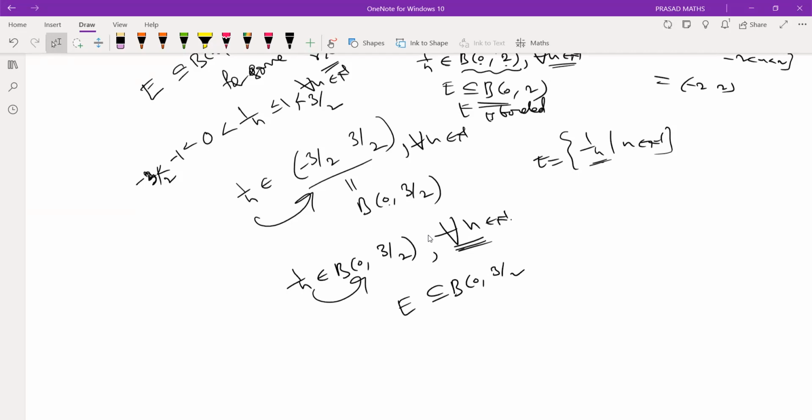Yes or no? Whatever 1 by n you give me, where will it be? It will be in the ball. Therefore, since it is inside the ball, it is bounded. Is it clear?